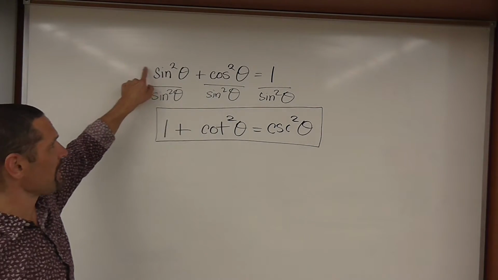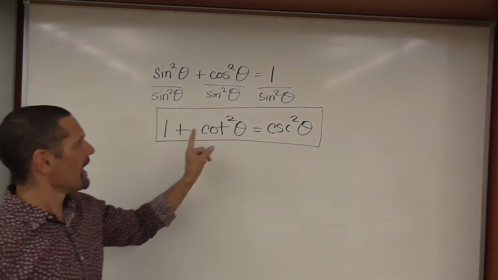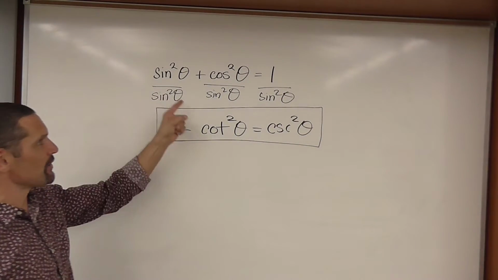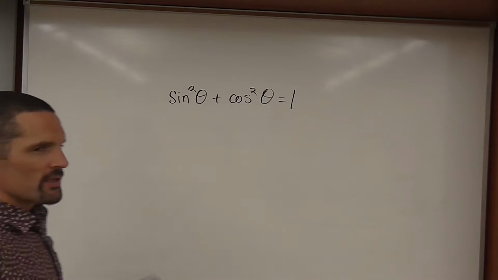First we have sine squared theta plus cosine squared theta equals 1. And now we have 1 plus cotangent squared theta equals cosecant squared theta. And you can see where it comes from.